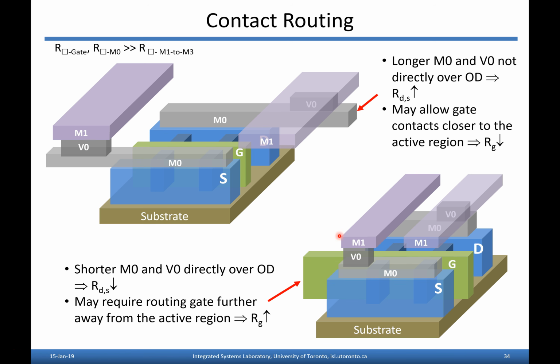The other style is like this, where you contact the drain and source right on top of the transistor, but then you have to route the gate out a little further. So you get more gate resistance, less drain and source resistance. So it's just kind of trade-offs.